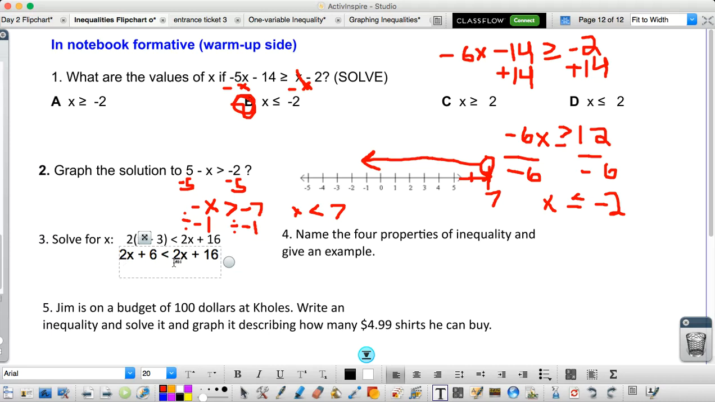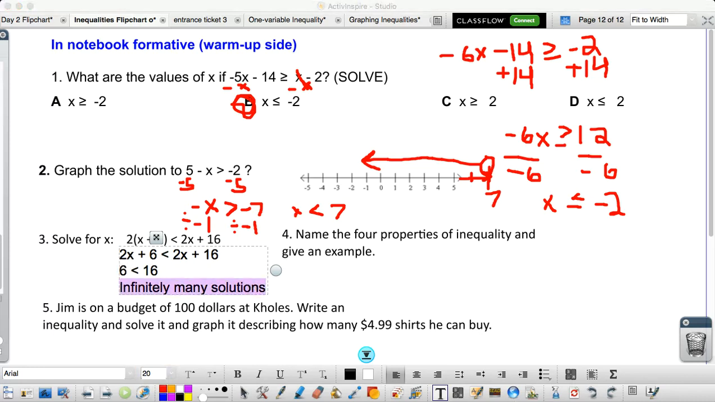We end up having to cancel out the 2 x's. So we end up with 6 is less than 16. And then you just have to ask yourself, is that true? Is 6 less than 16? If that's true, okay, then you would say infinitely many solutions, because 6 is always less than 16. Doesn't matter what you choose for x, this answer is always true. So infinitely many solutions.